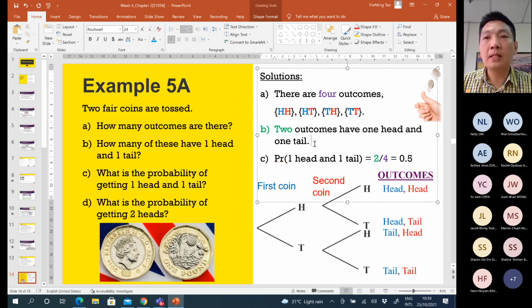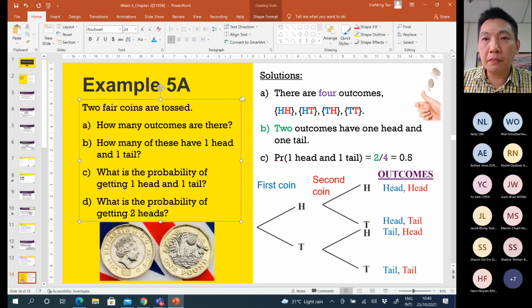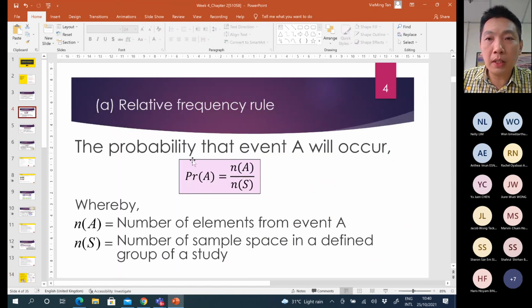Okay. C is: what is the probability of getting 1 head and 1 tail? Okay, probability of getting 1 head and 1 tail, chance. Okay, this is your question. So I try to translate this sentence into a formula, right? This one. Okay, so we still can apply the formula that we learned this morning, which is this one. We still can use this formula.